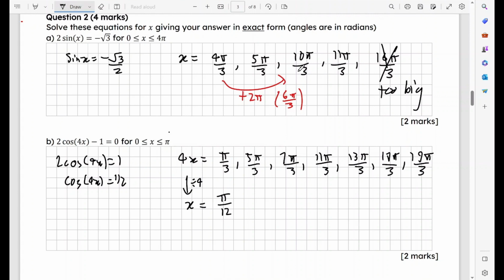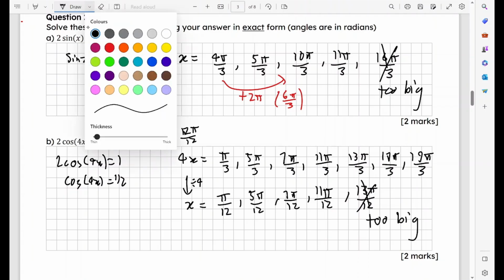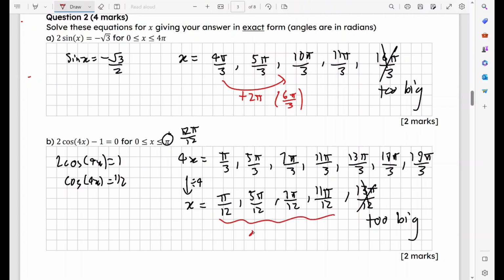So we're going to get pi over 12 for our first one, because when you're dividing by 4, 4 ends up on the bottom, 3 times 4 is 12, so we're going to get 5 pi over 12, 7 pi over 12, 11 pi over 12, 13 pi over 12. But you can see that pi is like, well, it's 12 pi over 12. So this one is too big. So again, we're going to get 4 answers here. So these are our answers. These are our x values. All right. So that's how we do that question there.